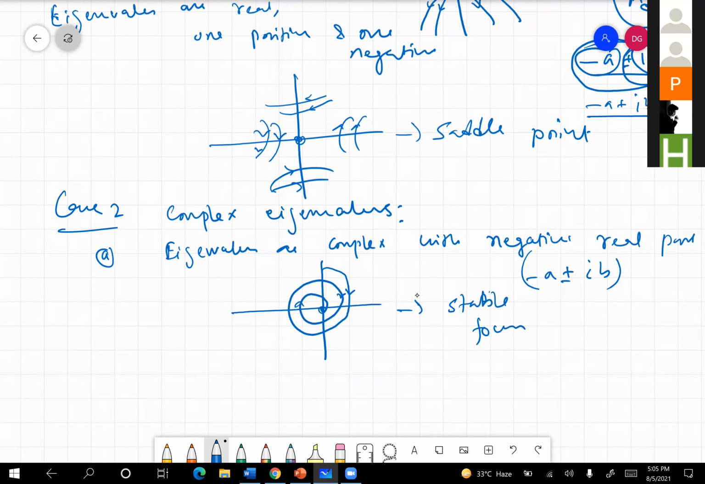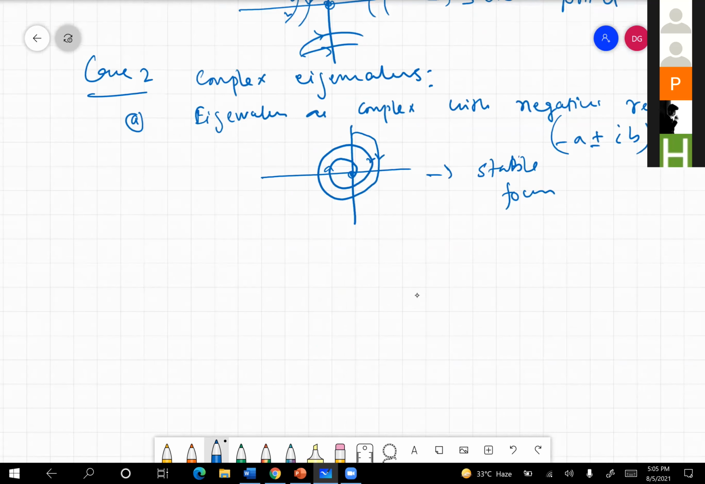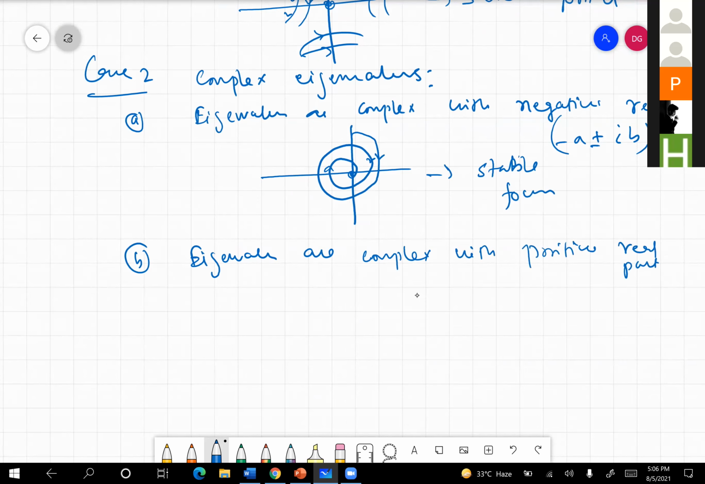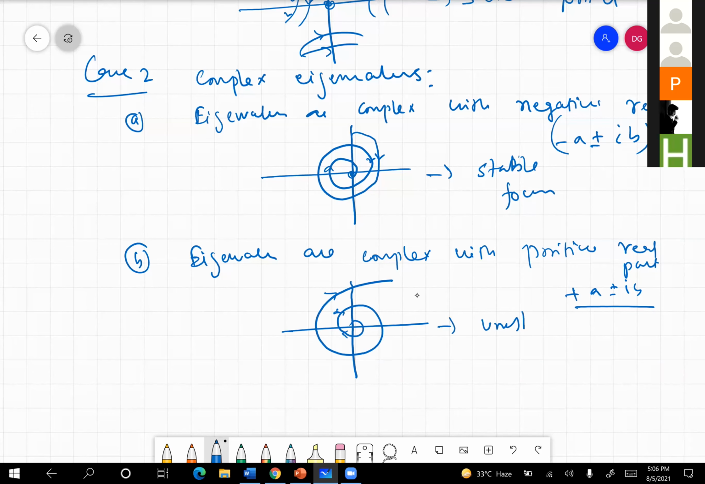Again, if the eigenvalues are complex with positive real part, so plus a plus minus ib, in this case the response will look like this. It is basically diverging, so it is called an unstable focus.